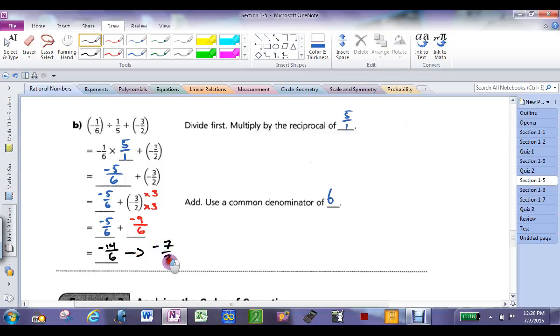Negative 7 over 3. Can we do one more thing to that if we want? Yeah, we can make it improper. It's already improper. No, sorry, what's it called? Mixed numeral. But you accept both. Yes, I would. Absolutely. Everybody good? All right.